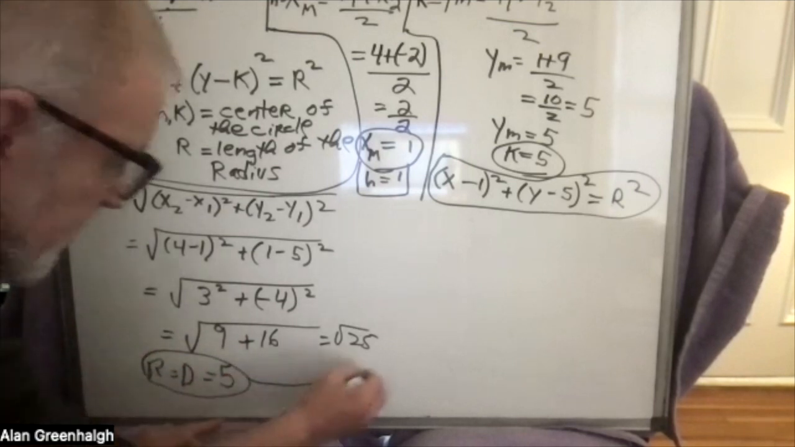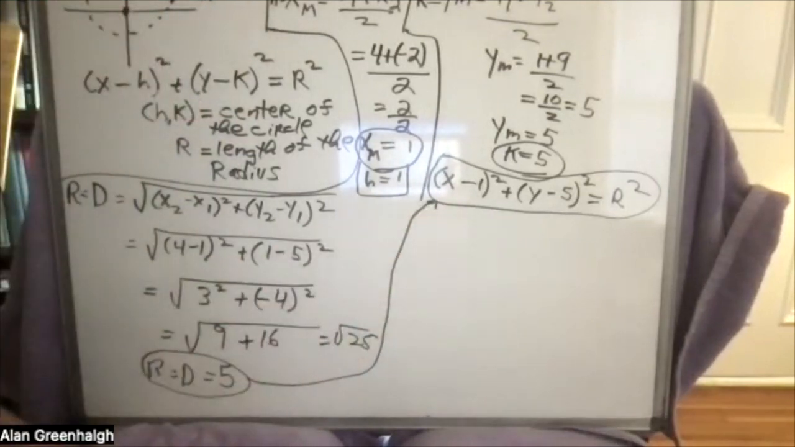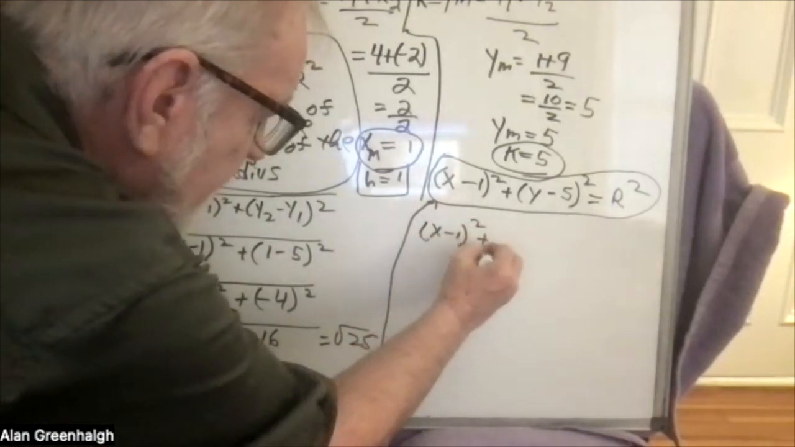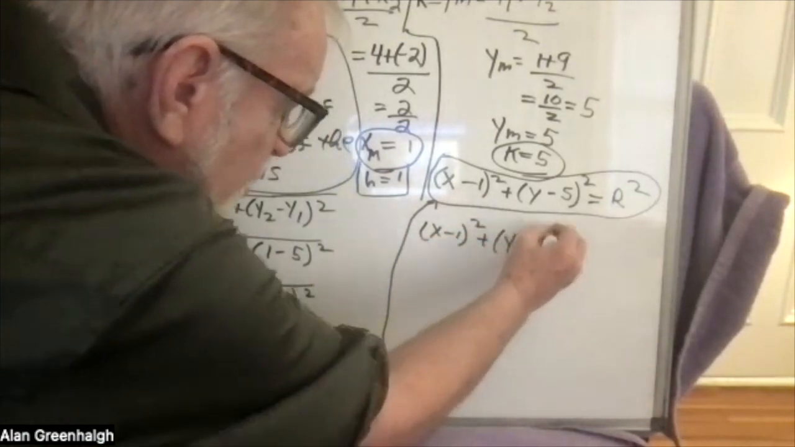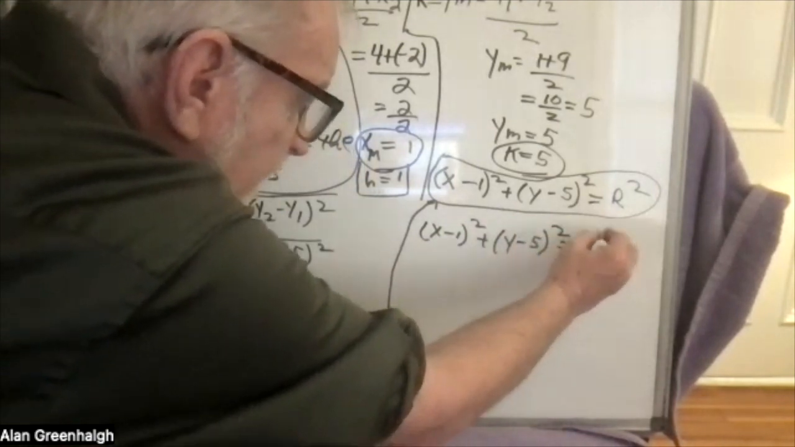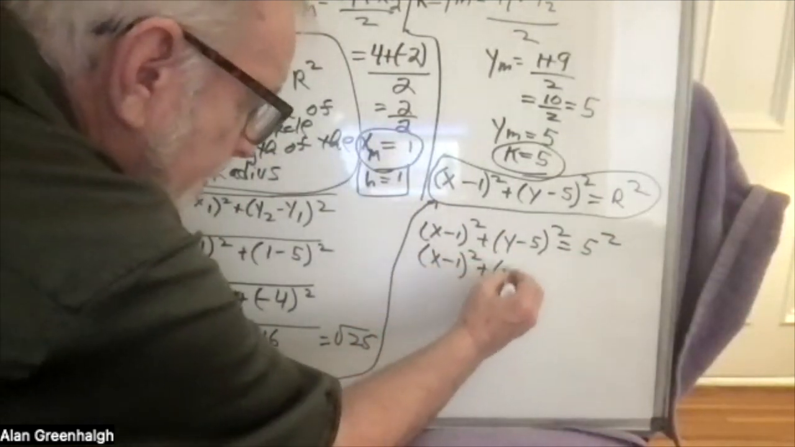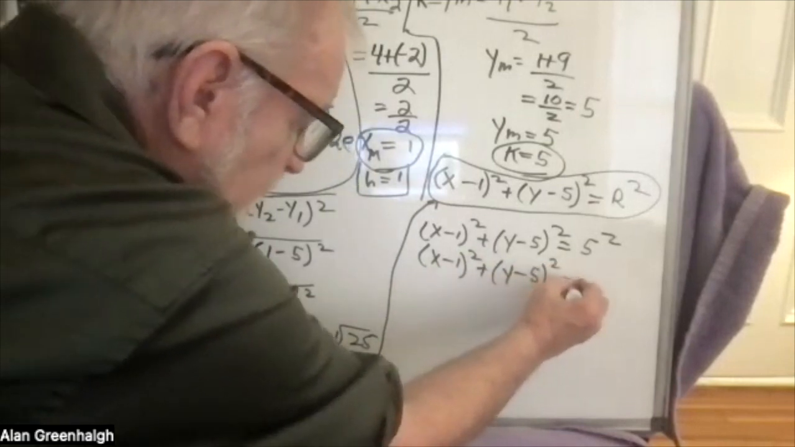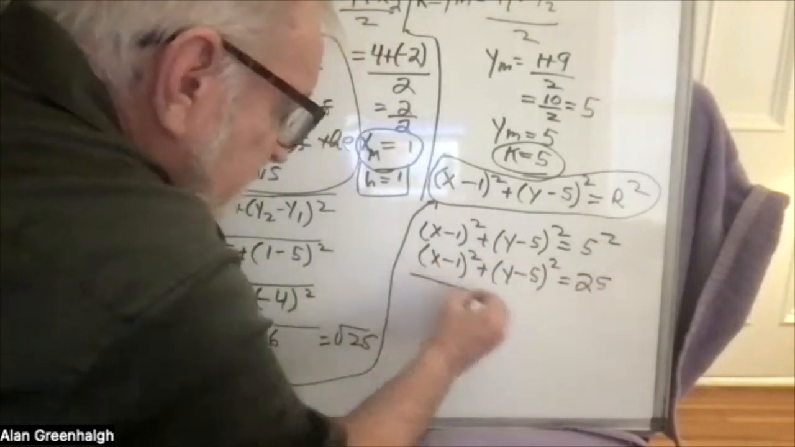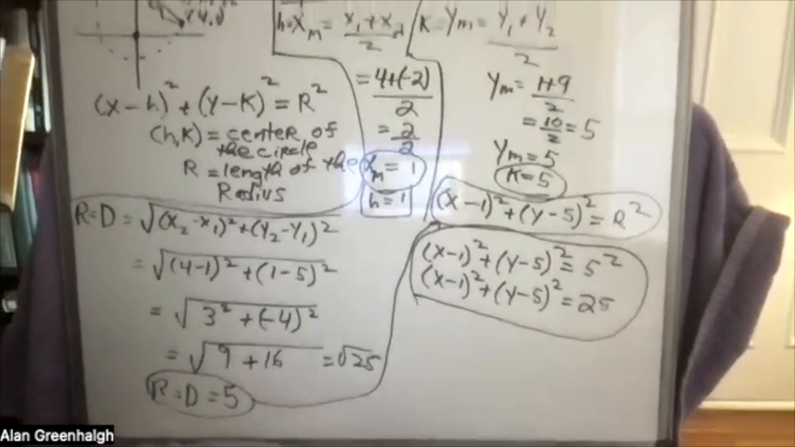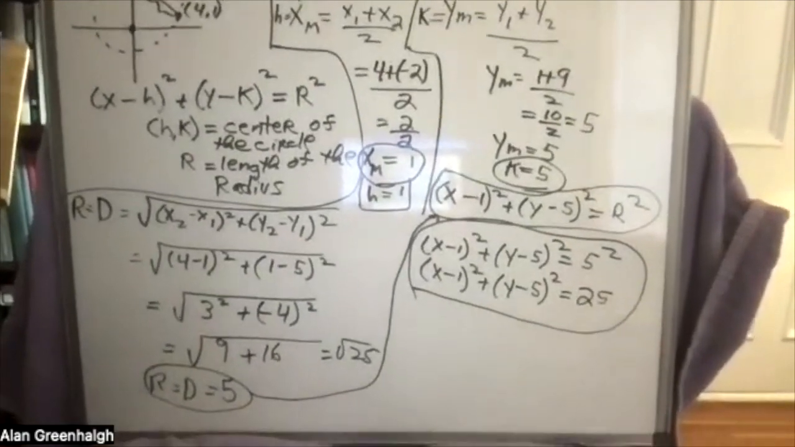Take this back and substitute it in the formula. x minus 1 squared plus y minus 5 squared equals 5 squared. And you could change that 5 squared to 25. I'll accept either answer. I'll accept either one. And that's a 12-point question, because, as you can see, there's a lot going on there.